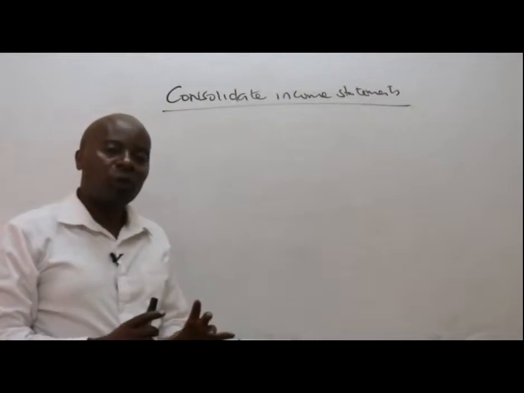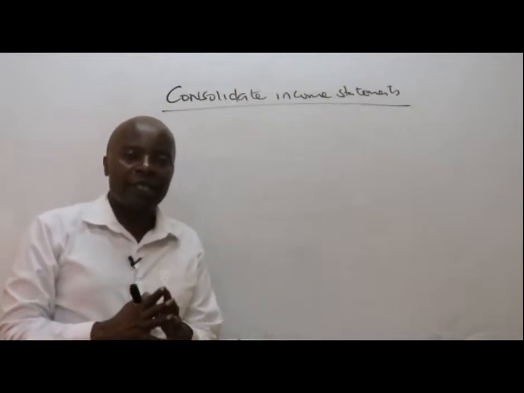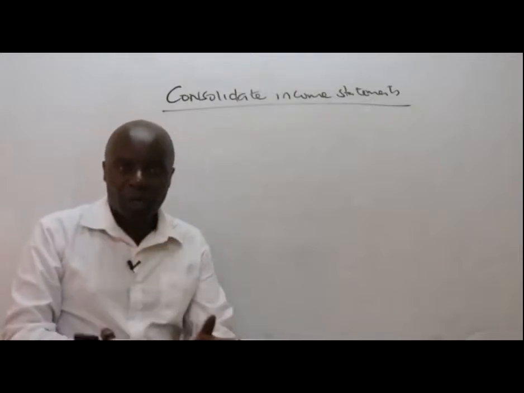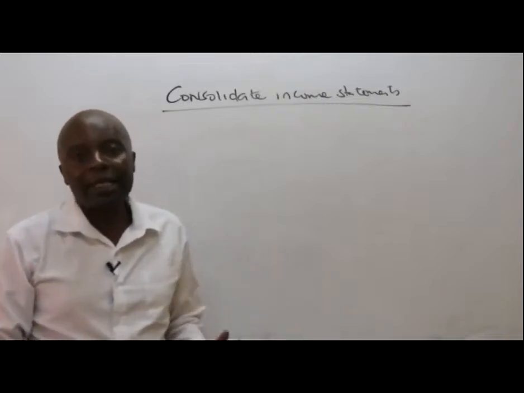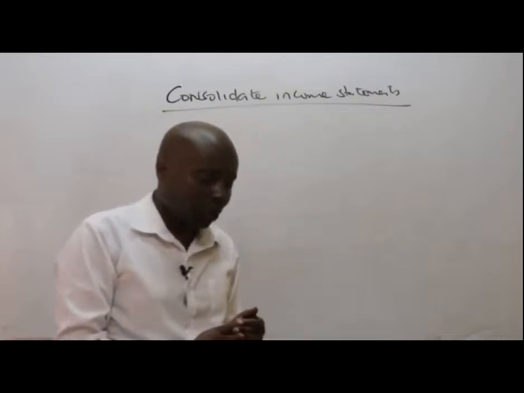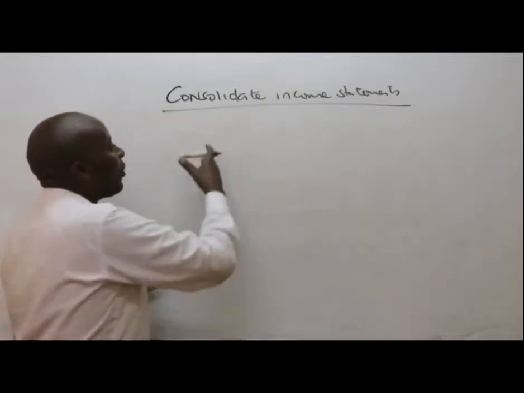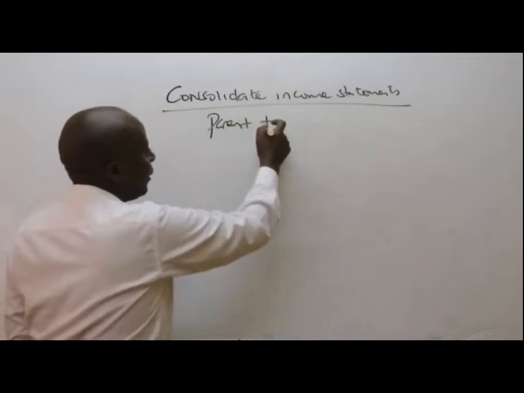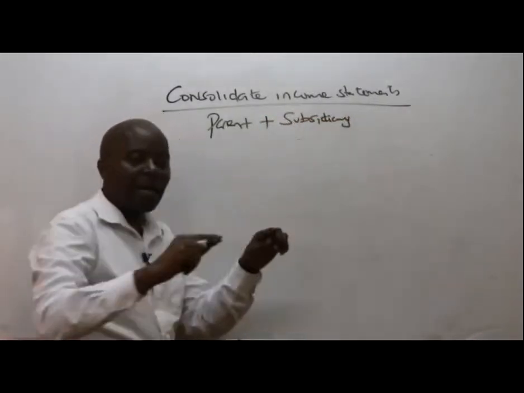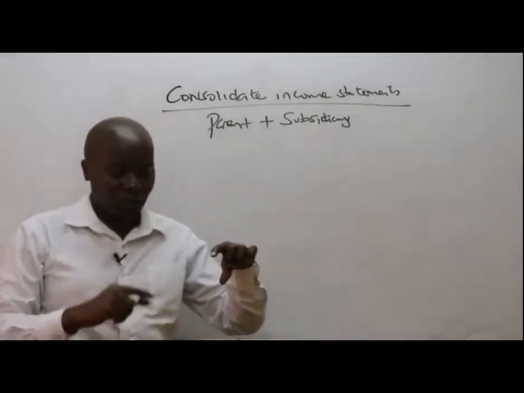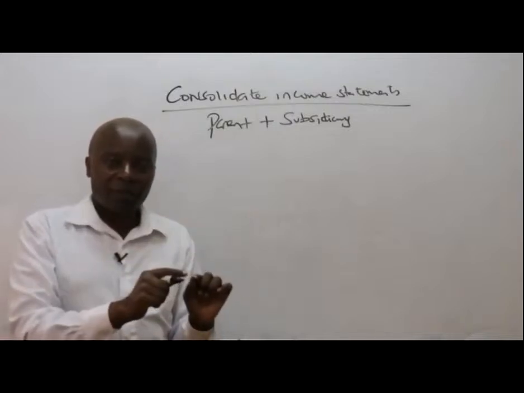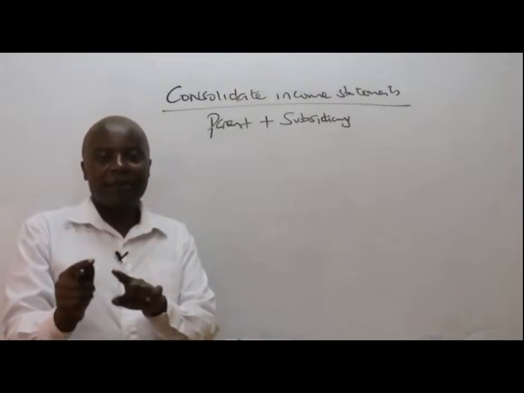So what are we supposed to do when it comes to consolidating income statements? What I need to do is to understand very well the group structure. Once I have the group structure, especially if we have a subsidiary, we are supposed to take the figures of the parent, plus the figures of the subsidiary, through what we call line by line. So if it's sales, you take sales of the parent plus sales of the subsidiary. Cost of sales of the parent plus cost of sales of the subsidiary, line by line.